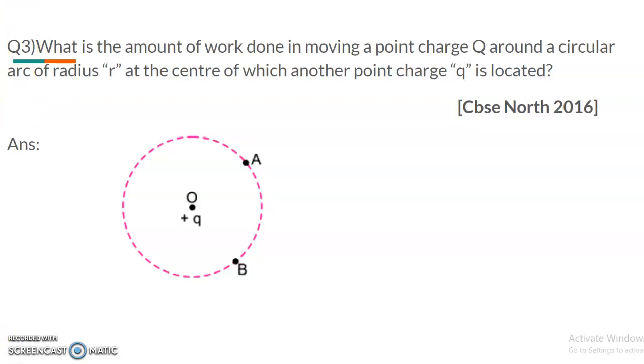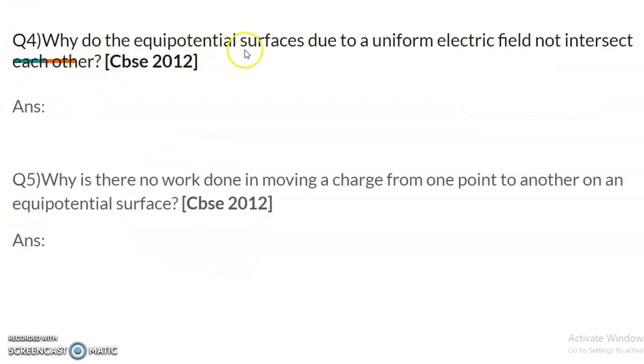Moving on to the next question. Why do the equipotential surfaces due to a uniform electric field not intersect each other? Because if they intersect each other, there will be two values of potentials, which is not possible at all. That's the answer, and we are done with this question. So moving on to the fifth question. Why is there no work done in moving a charge from one point to another on an equipotential surface? Because the potential difference between any 2 points on this equipotential surface are going to be 0.